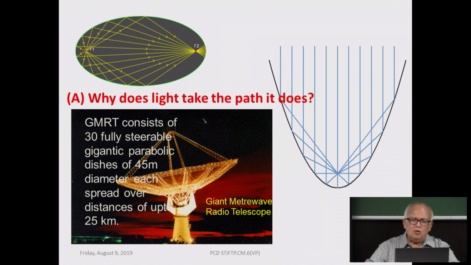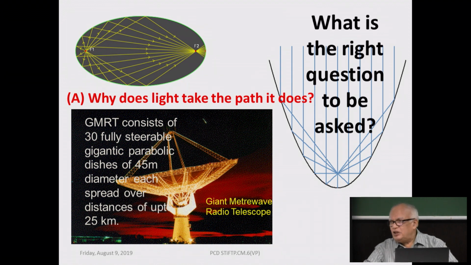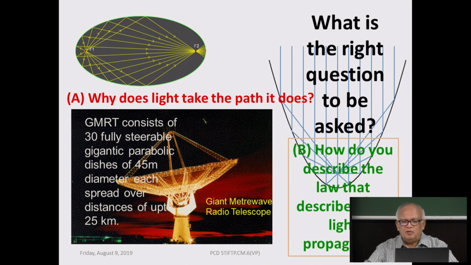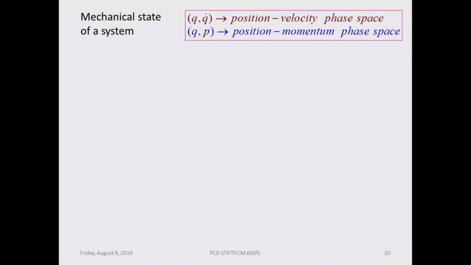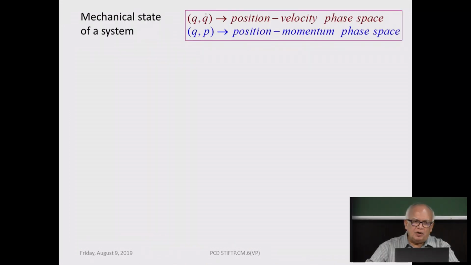So here we can ask, why does light take the path that it does? This is one question that we can ask. But then, is this the right question to be asked? Or is the right question, how do you describe the law which tells you how light propagates? These two are somewhat different questions, and it is question B which is the right question to be asked. So what is the law which describes how light propagates? And we will tackle this question.